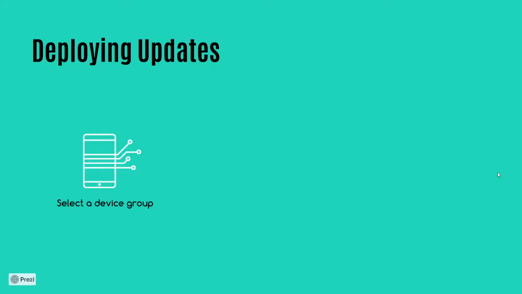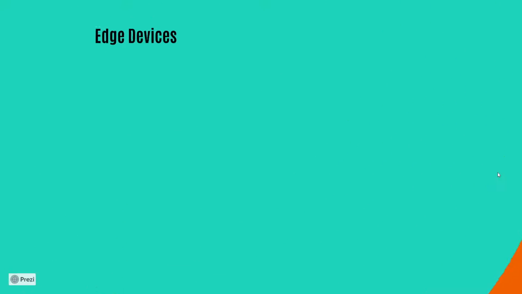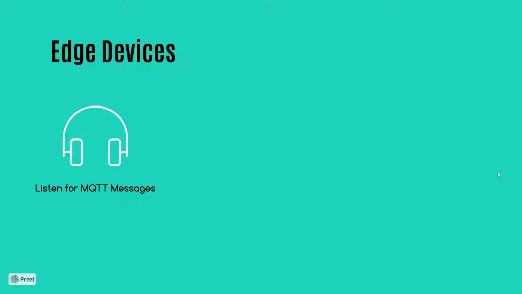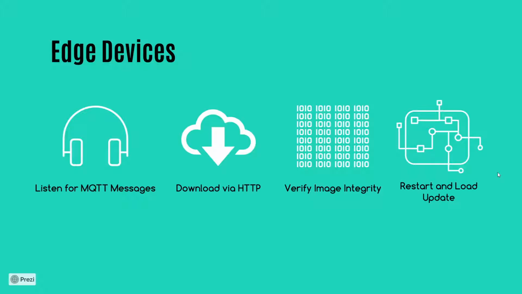For deploying updates, this begins by selecting a device group and then selecting the update to deploy to those devices. Then notifying the devices that there is an update ready. Notifying devices means sending MQTT messages to all the edge devices. And when the device hears an MQTT message and sees that the update is meant for that device, it will use HTTP to download the update, then perform an image verification check with that checksum, and then once that is finished, it will restart and load the update. In the event that the device fails to load the update, it will perform a rollback to the previous working image.